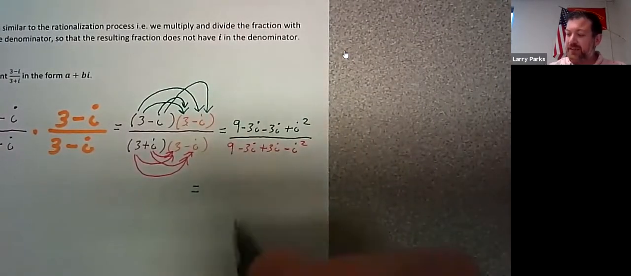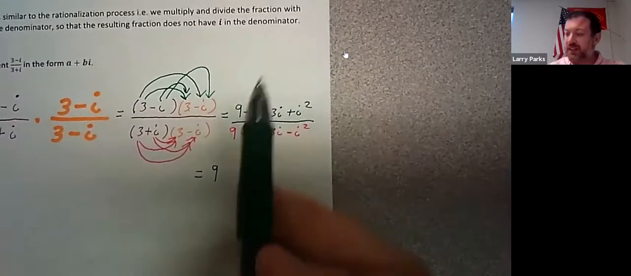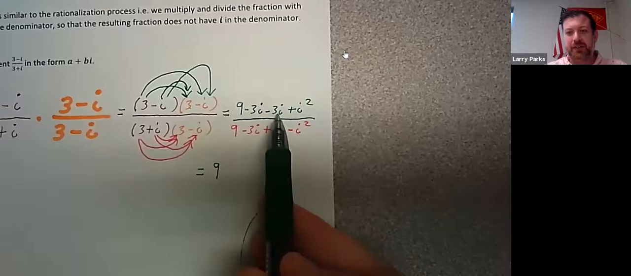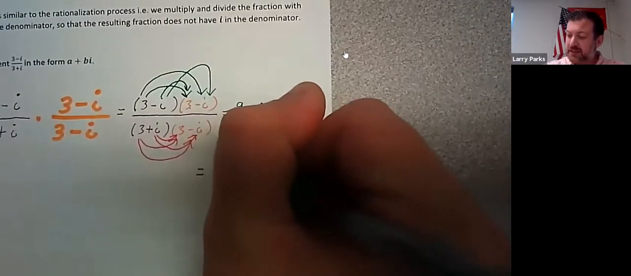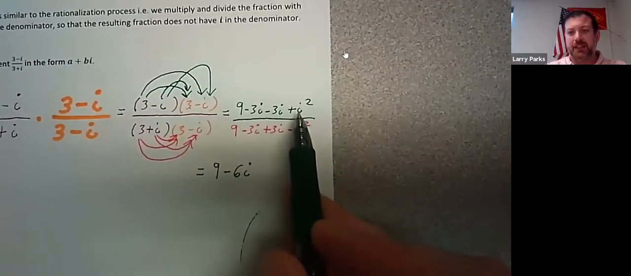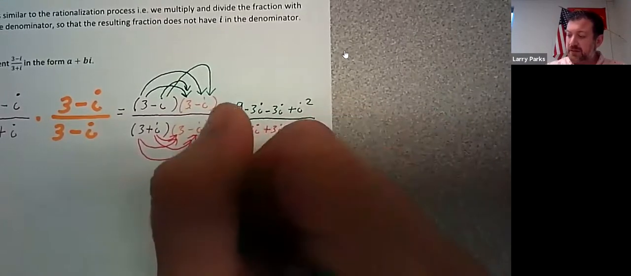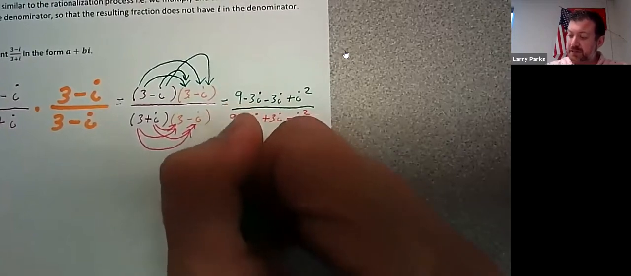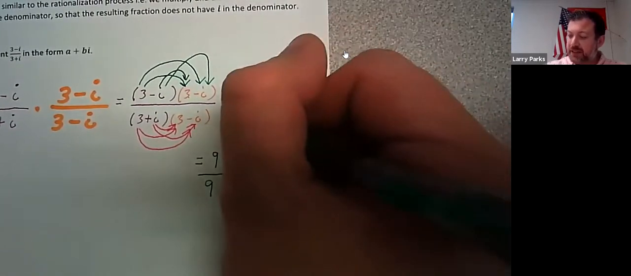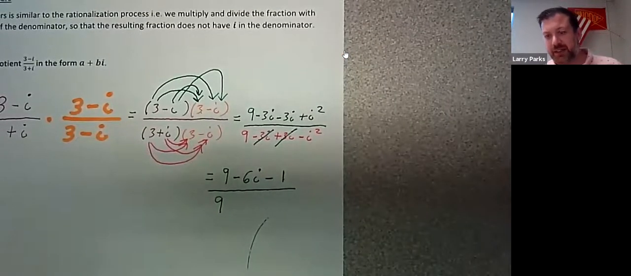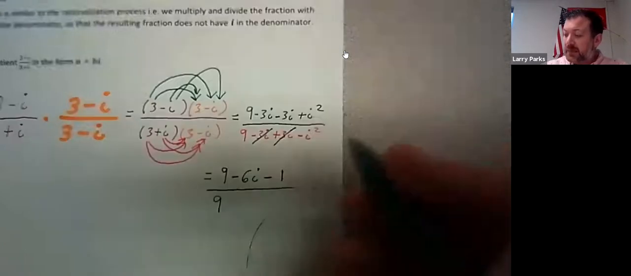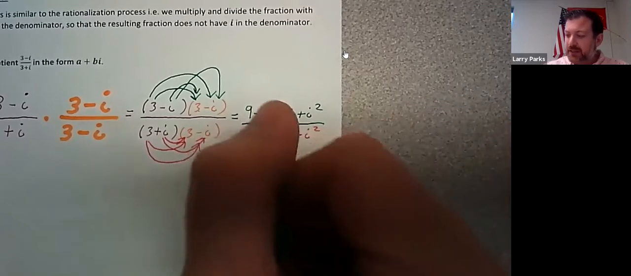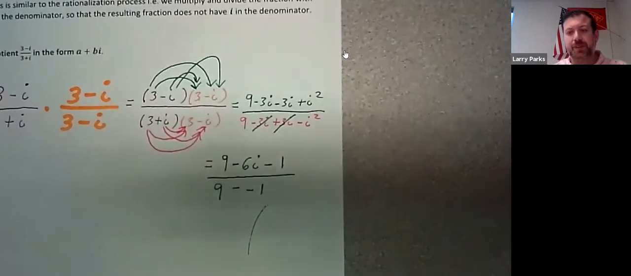So if I'm starting here, I have 9, and then I have negative 3i, and negative 3i makes negative 6i. And then I recognize that i squared is negative 1. And then here I have 9, and then we have negative 3i plus 3i cancel. Your i's should always cancel right there. If it doesn't cancel, you did not multiply by the complex conjugate. The complex conjugate makes it cancel for us. And then finally, i squared is negative 1, so it'd be minus negative 1, or 9 plus 1.